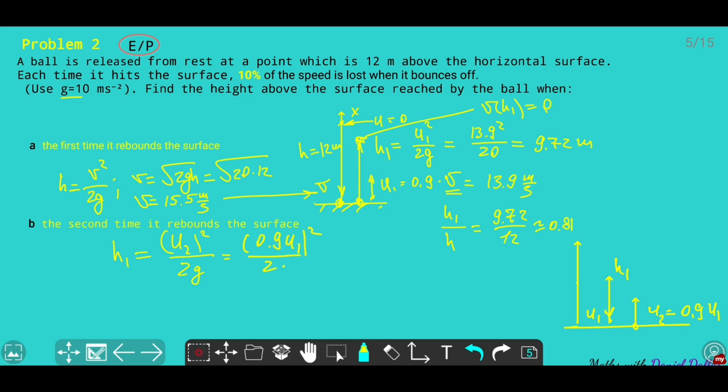So right now we can calculate this. We've calculated u1, so we've got this: 0.9 times 13.9, which is going to be squared and over 20.